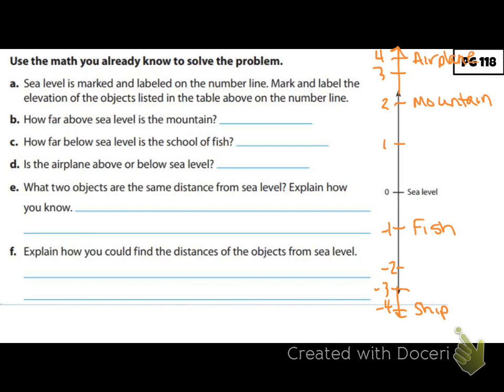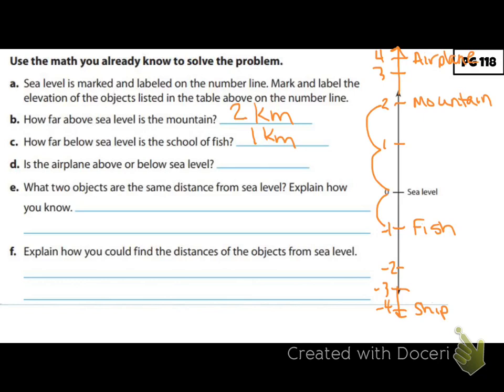So B says, how far above sea level is the mountain? So all we do is we count. 1, 2. So it's 2. And these are all in kilometers, so we're going to put kilometers. How far below sea level is the school of fish? Well, it would be 1 kilometer below.